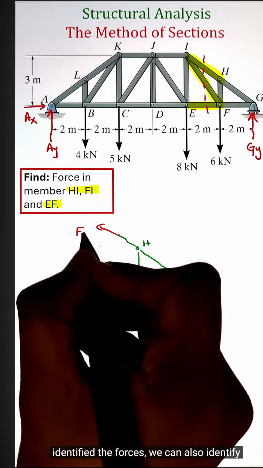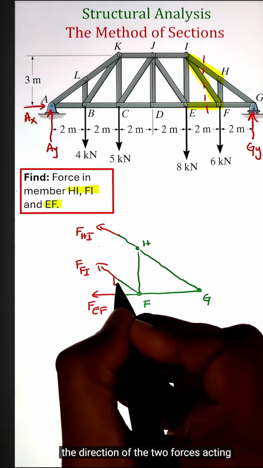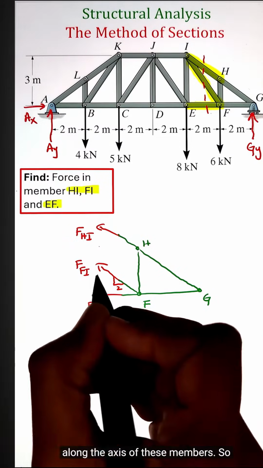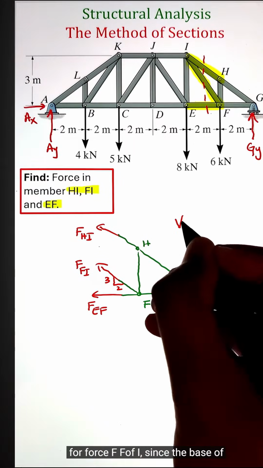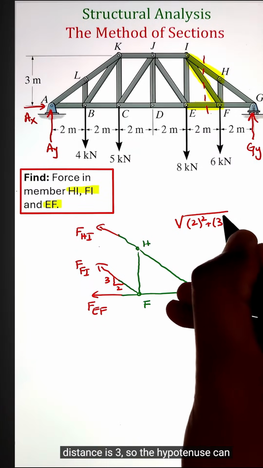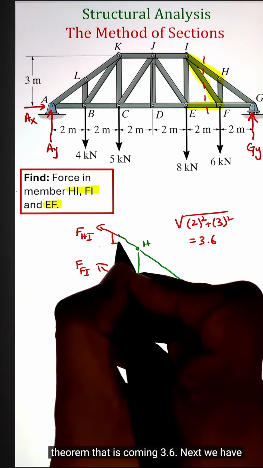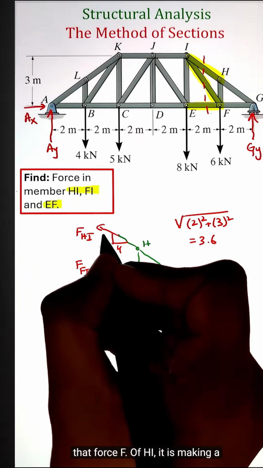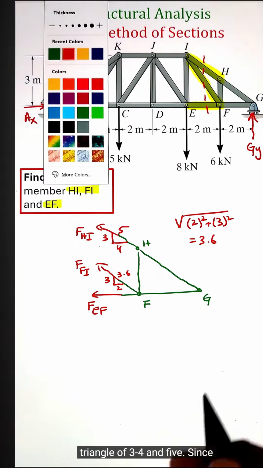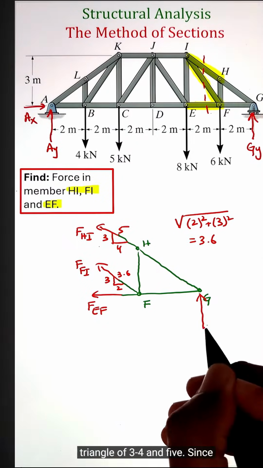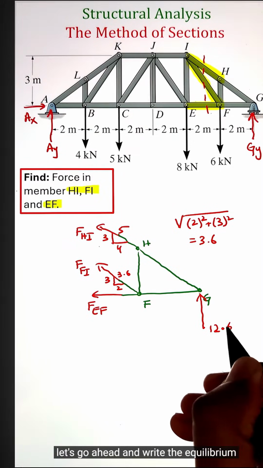Now once we have identified the forces, we can also identify the direction of the 2 forces acting along the axis of these members. So for force F_FI, since the base of the triangle is 2 and the perpendicular distance is 3, the hypotenuse can be calculated using the Pythagorean theorem, that is coming 3.6. Next, we have that force F_HI. It is making a triangle of 3, 4, and 5. Since everything has been identified, let's go ahead and write the equilibrium equation.